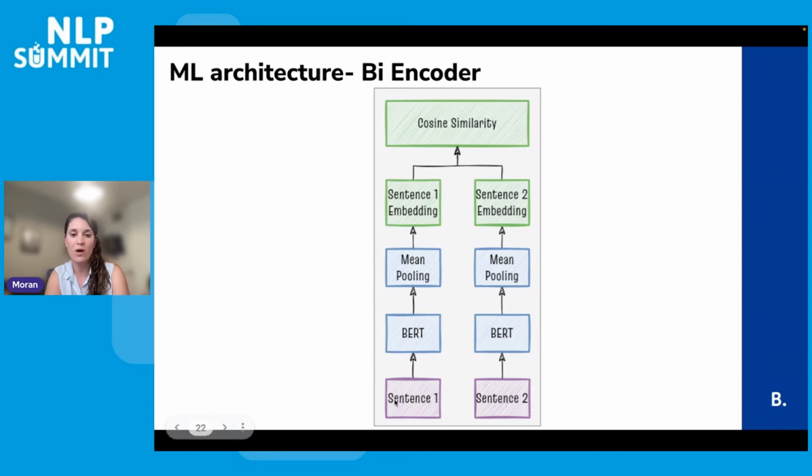So we have one head for the sentence, for the text, and one head for the second sentence. And we insert each one of them into BERT. And then we do some mean pooling, and then we have the sentence 1 embedding, the sentence 2 embedding, and then we can calculate some cosine similarity between them.